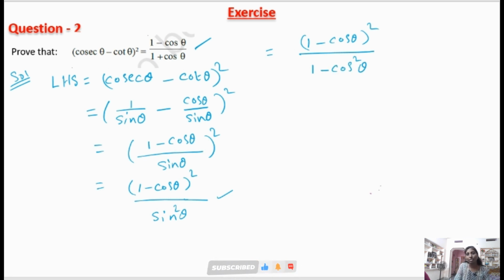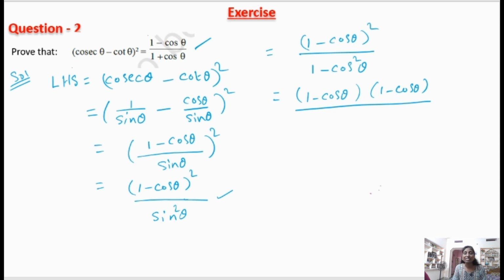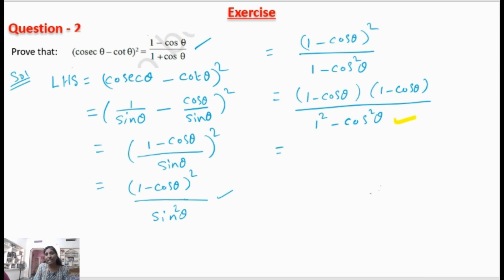Okay, now here you should not apply a minus b whole square. Just you factorize it. It means 1 minus cos theta whole square can be written as 1 minus cos theta into 1 minus cos theta. Okay, and here you can apply a square minus b square formula. 1 minus cos square theta means what? It can be written as 1 square minus cos square theta. Now it is looking like a square minus b square, isn't it? So it can be written as a plus b into a minus b.